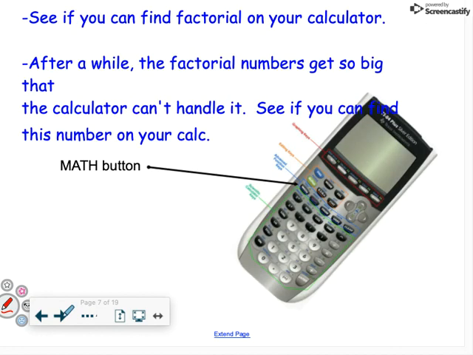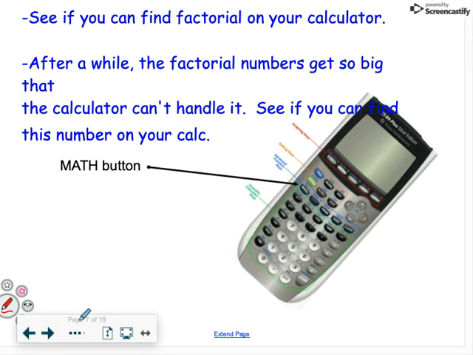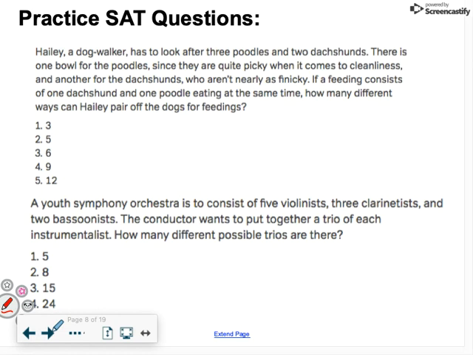So, right, we just went over at the end of last video how to find this on your calculator. If you need to go over that, just go back to the end of last video. So here we just have some quick practice SAT questions.